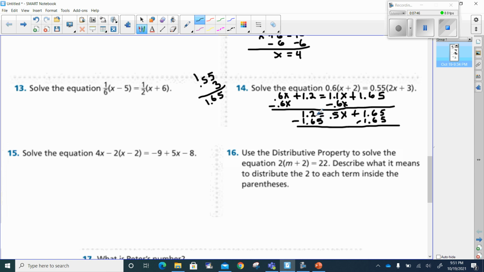Well, we have a situation here where our number on the bottom is bigger, right? So since our signs are different, we find the difference. That means we're going to be taking 1.65 and subtracting 1.2 from it. And we're keeping the negative sign because we keep the sign of the bigger number. And that's going to give us 0.45. Equals 0.5x.